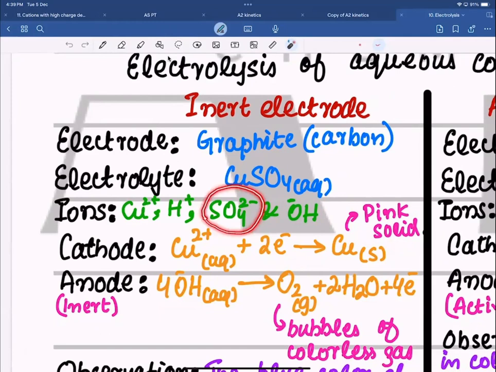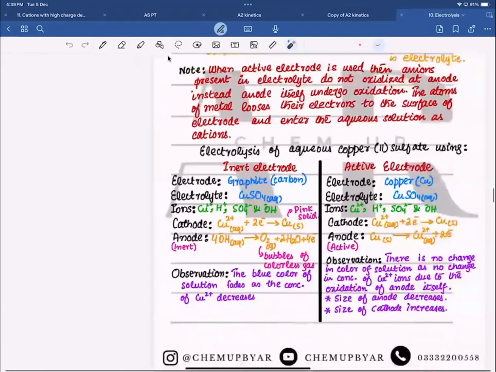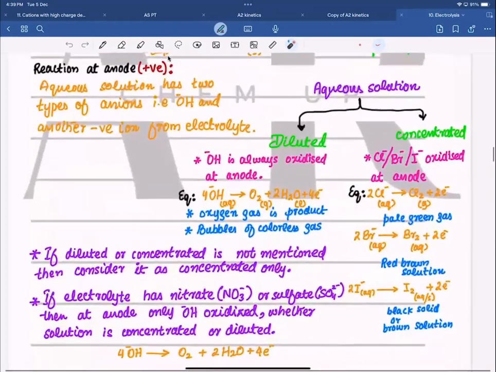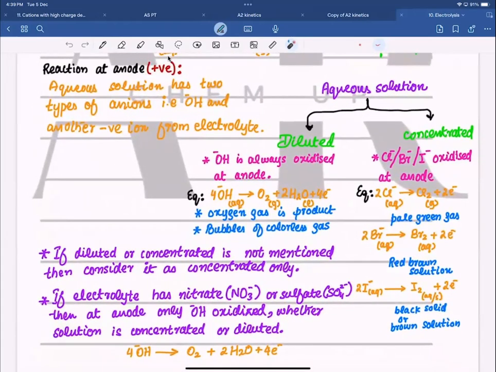Because the rule states that sulfates and nitrates never oxidize at the anode. See over here, we have discussed these points in the last class: if the electrolyte has a nitrate or sulfate, then at the anode only hydroxide oxidizes. And if they have these three, then the concentration matters. If the solution is concentrated, these ions are oxidized at the anode. And if the solution is dilute, then again the hydroxide ion is oxidized at the anode.